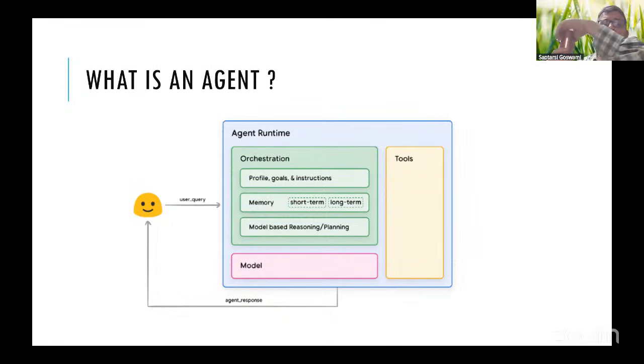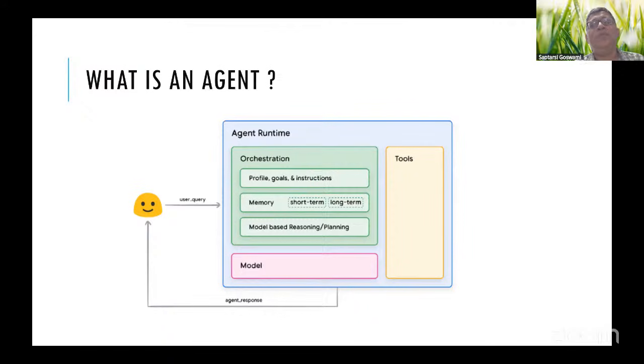So if you take an anatomical view of the agents, you have your agent runtime, which will have a model, which is like the brain, and you will have access to tools. Tools may be a Google search tool, or an API where you are trying to get the names of trains running between two stations. And then you have orchestration. Orchestration is the workflow.